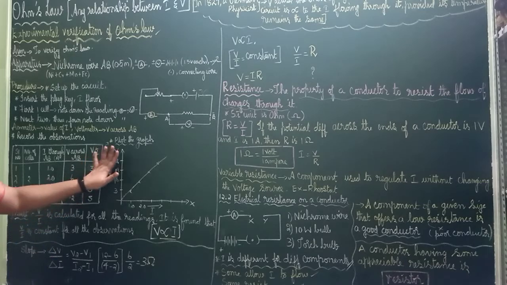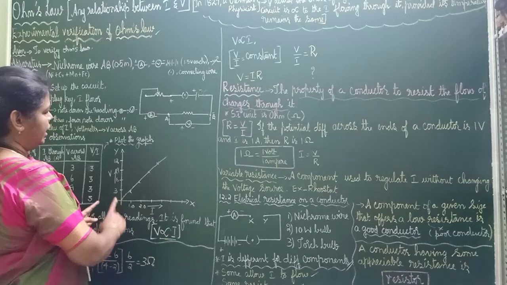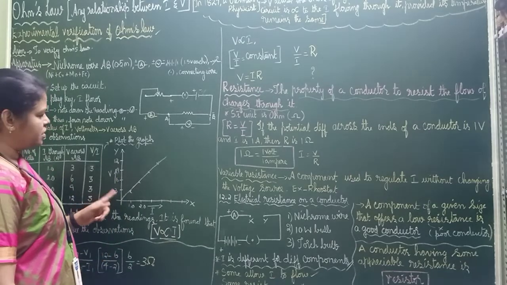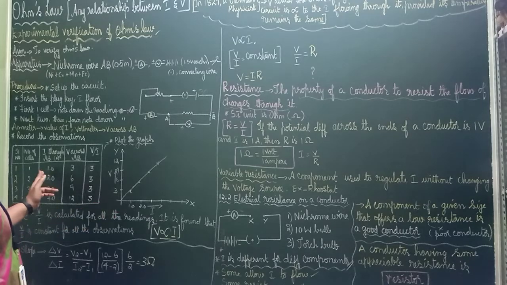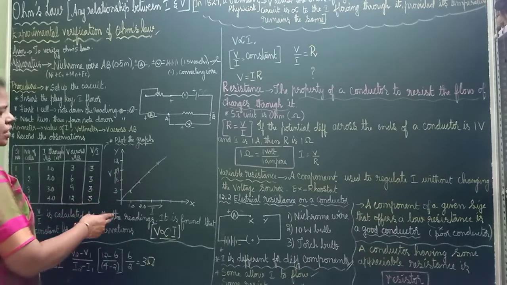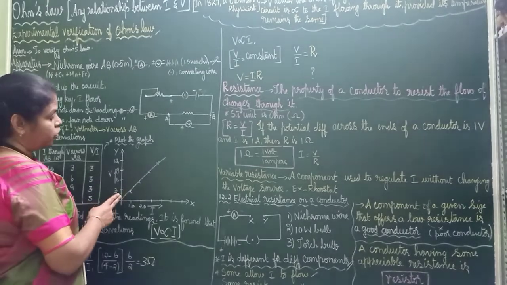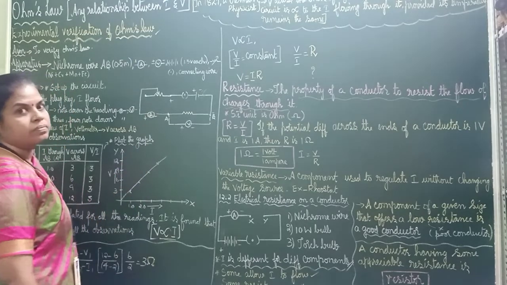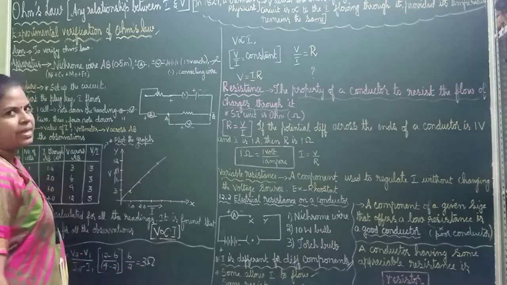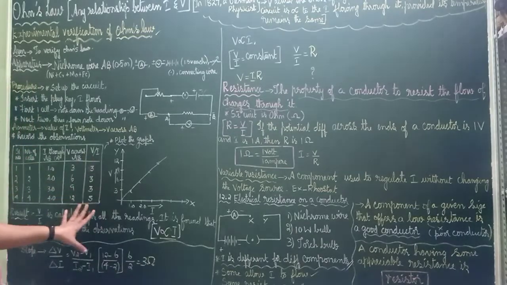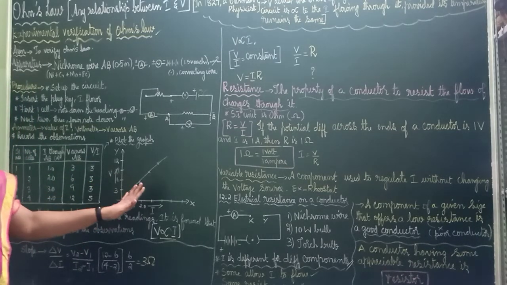Using this we can plot a graph also. I have taken current on the x-axis and potential difference on the y-axis. Same thing I have written, and when you verify Ohm's law, we will get a straight line. You know how to plot a graph, no? We will get a straight line. So it is clear that V and I have a relationship.